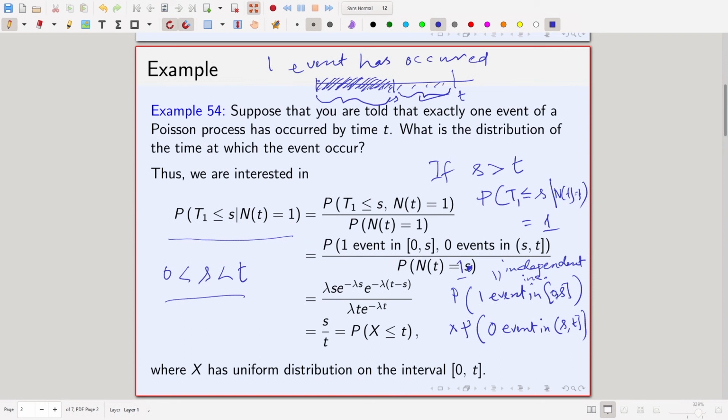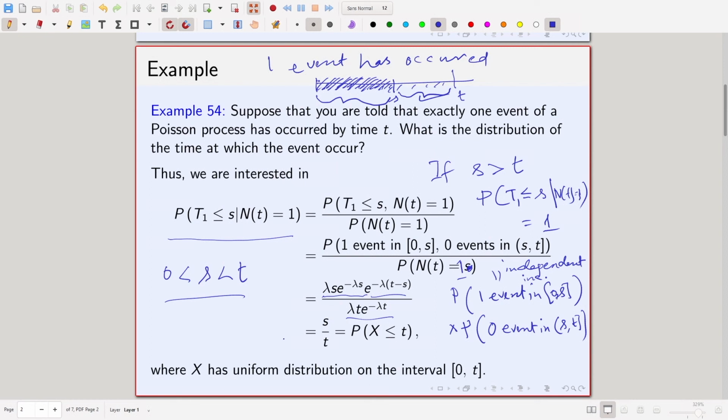Now, one event in 0 to s, that is just lambda s times e to the power minus lambda s. That is the probability of one event in the interval 0 to s, and 0 events in s to t. Again, it has this property of stationary increments, so the number of events in an interval just depends on the length of the interval. So, that probability is e to the power minus lambda times (t minus s), and the denominator is just the probability N(t) equal to 1, which is just lambda t times e to the power minus lambda t.